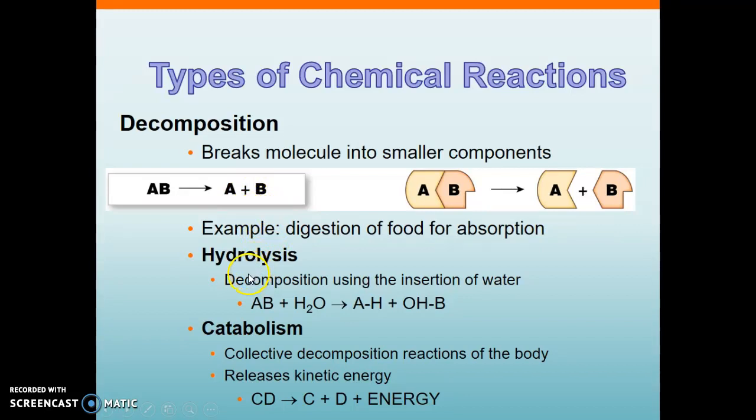We call this hydrolysis because in order to break this AB molecule down, we need to add a water molecule. This allows this molecule to break down into A and B. Hydrolysis means water breakdown. It is a decomposition reaction. A generic term for decomposition reaction is catabolism. So some examples of catabolic reactions are digestion, the breakdown of glucose to form ATP in the mitochondria.